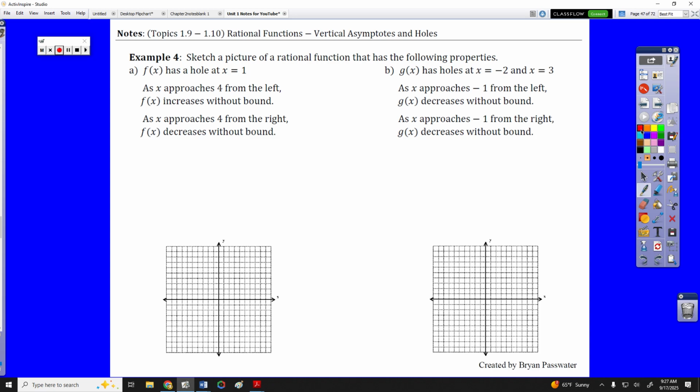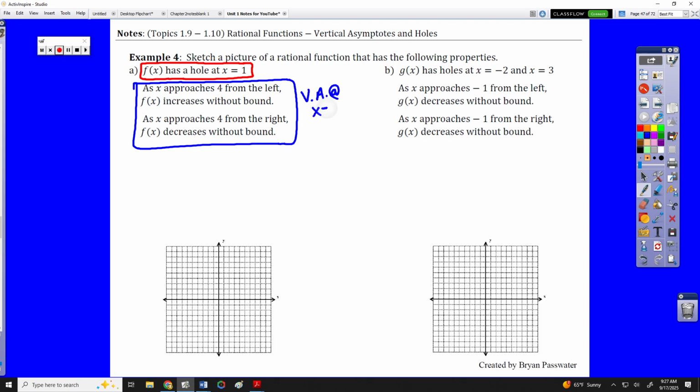We have a hole at x equals 1, which we will deal with in a minute. And then we have this other information. As x approaches 4 from the left, f of x increases without bound. And as x approaches 4 from the right, f of x decreases without bound. That is describing a vertical asymptote at x equals 4. So the first thing that we should do on our graph is draw that asymptote. We always deal with asymptotes first when we're drawing the graph.